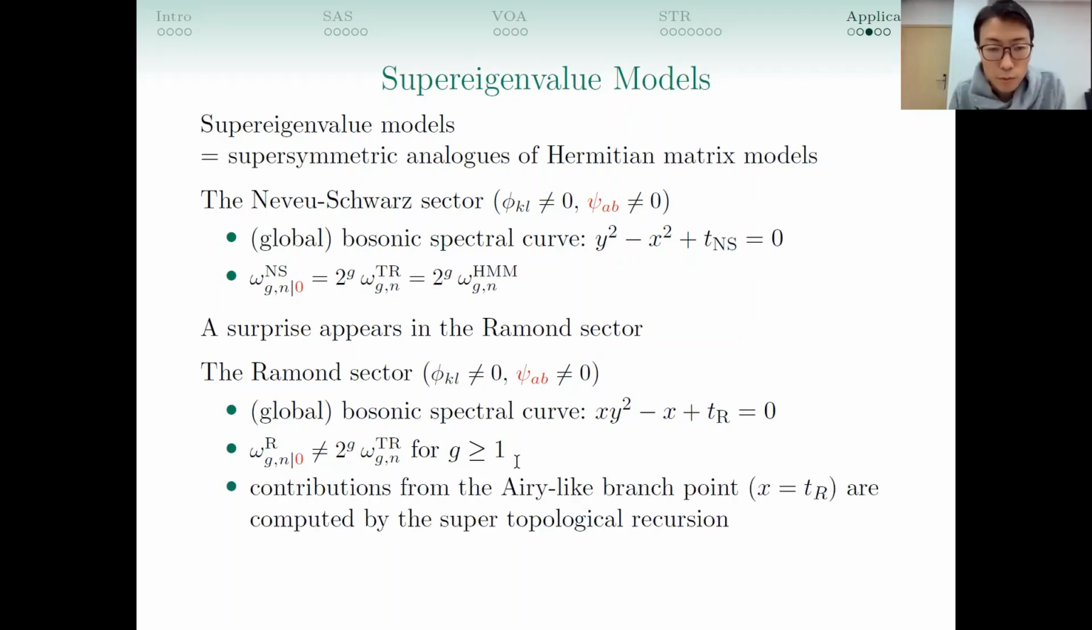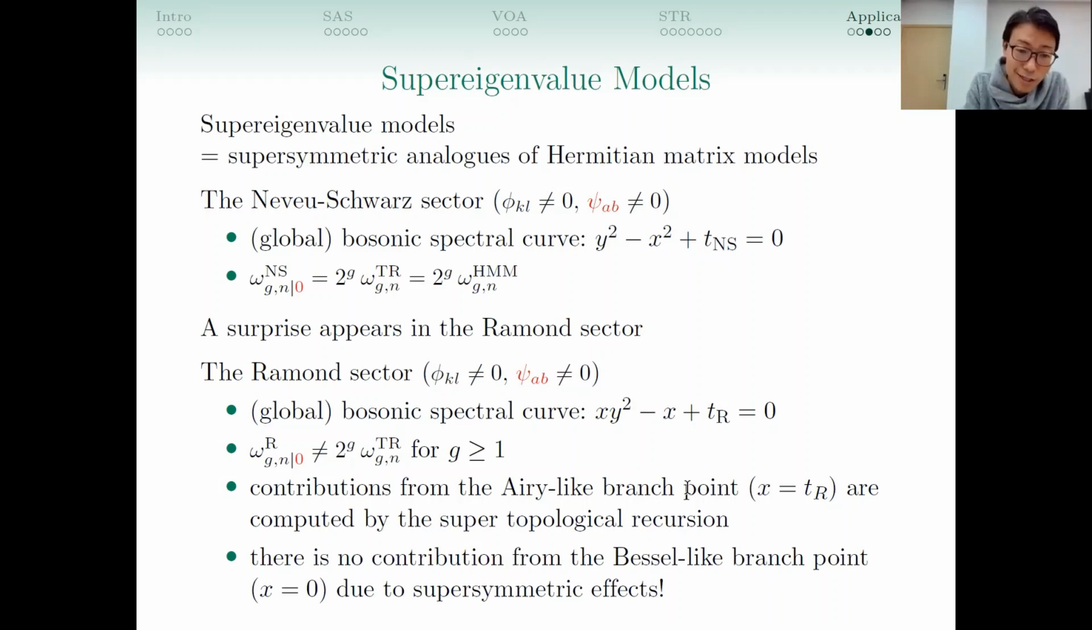All right, so now let's run the super topological recursion. It turns out that contributions from the Airy-like branch point can be perfectly computed by the super topological recursion. However, surprise, surprise, there's no contribution from the Bessel-like branch point when x is close to 0 due to the supersymmetric effect. This is a very unique effect, and I was indeed surprised when I found this. For some reason, probably coming from some global nature of the super spectral curve, which we don't know yet, if you want to compute differentials of this model, you should run only the Airy-like branch point, but not the Bessel-like branch point.